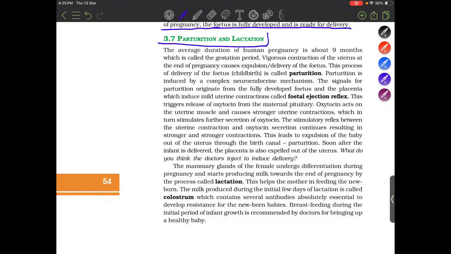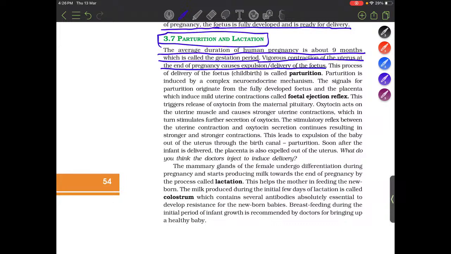3.7 Parturition and lactation. The average duration of human pregnancy is about 9 months, which is called the gestation period. Vigorous contraction of the uterus at the end of pregnancy causes expulsion, delivery, of the fetus. This process of delivery of the fetus, childbirth, is called parturition.